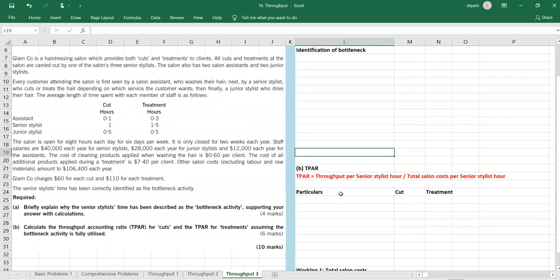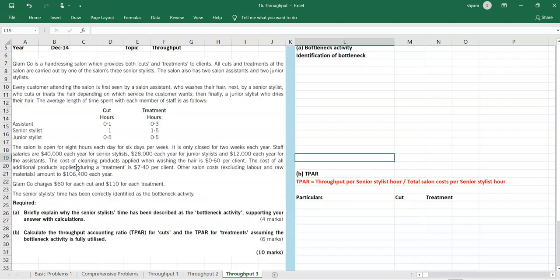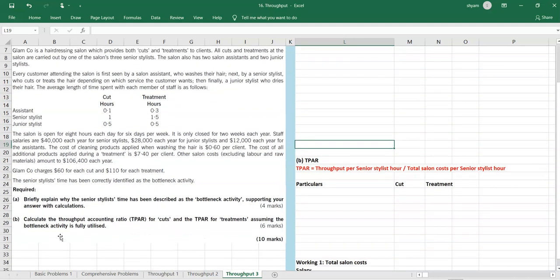So we'll start from this sum. This sum was asked, this is another throughput sum. This sum was asked in December 2014, and we'll read the requireds. There are two requireds here.